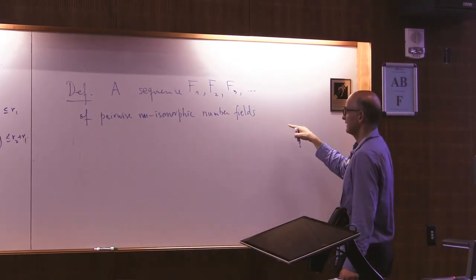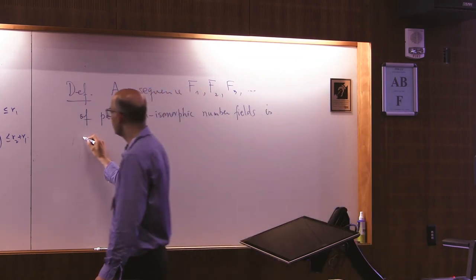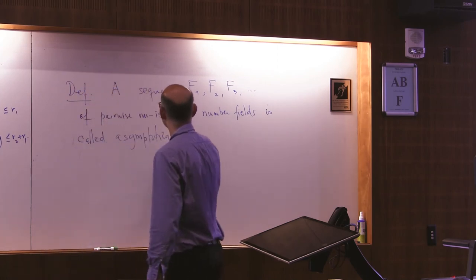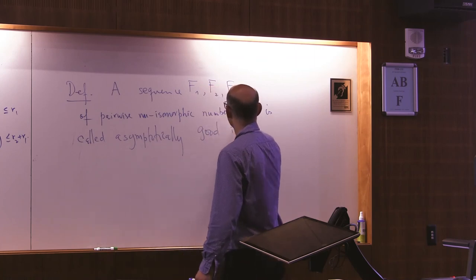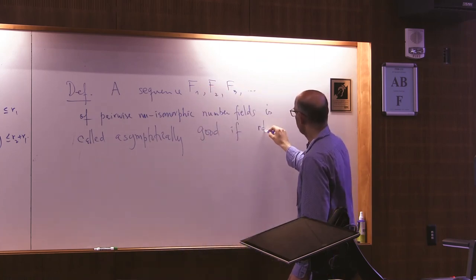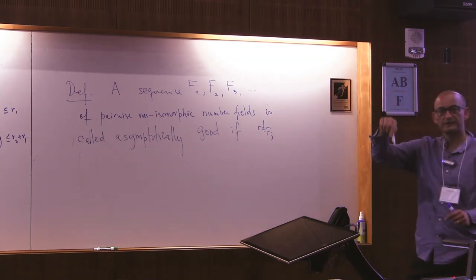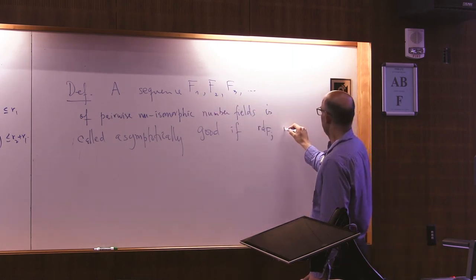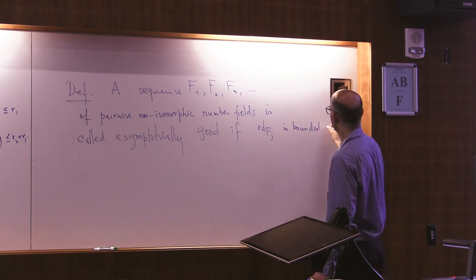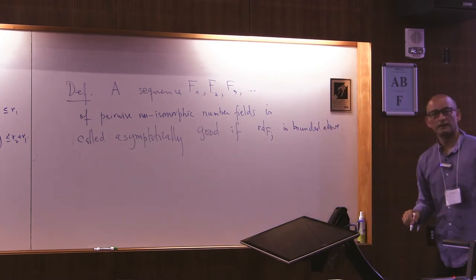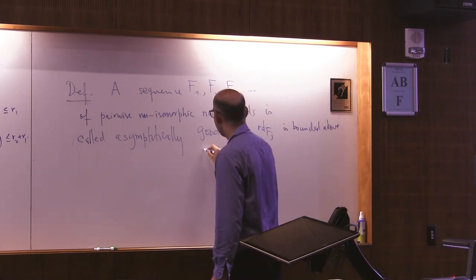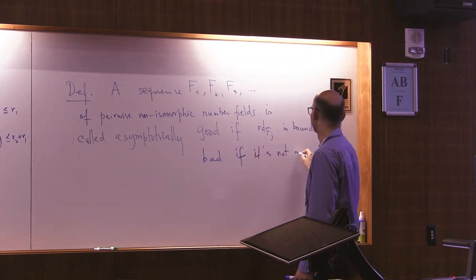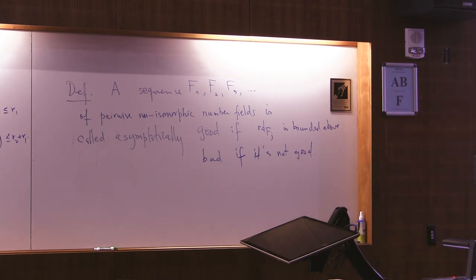A sequence of pairwise non-isomorphic number fields is called asymptotically good if the root discriminant of F sub j, where j goes 1, 2, 3, and so on, so if you take the sequence of root discriminants, is bounded above. Okay? And it's called asymptotically bad if it's not good. Okay?